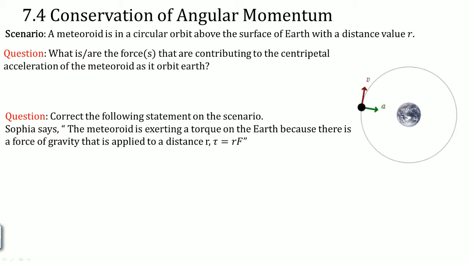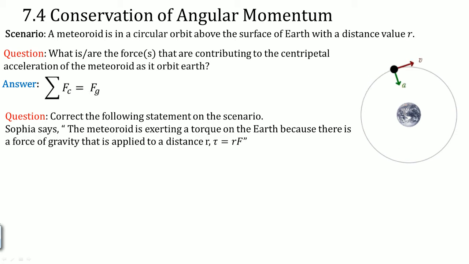Scenario. A meteoroid is in a circular orbit above the surface of Earth with a distance value r. Question. What is the force or forces that are contributing to the centripetal acceleration of the meteoroid as it orbits Earth? Well, the answer.